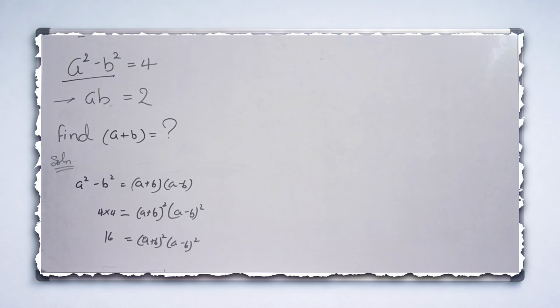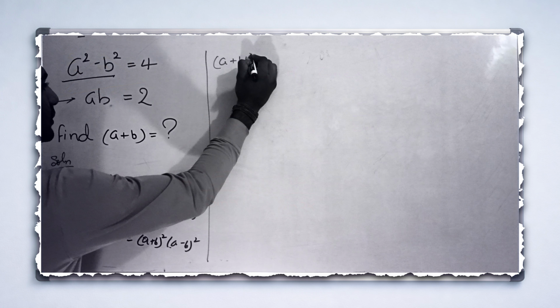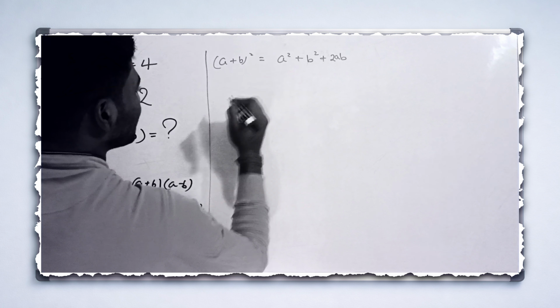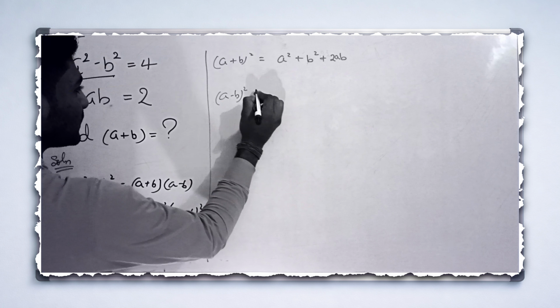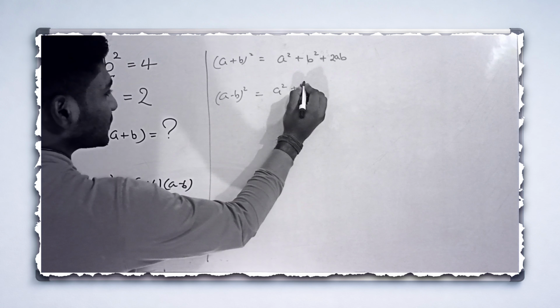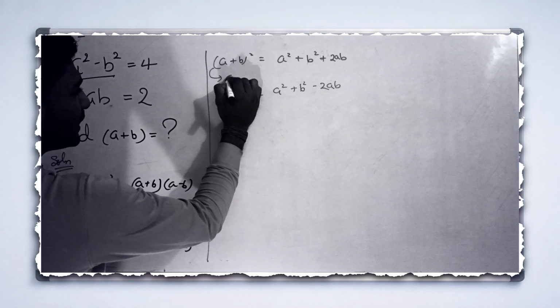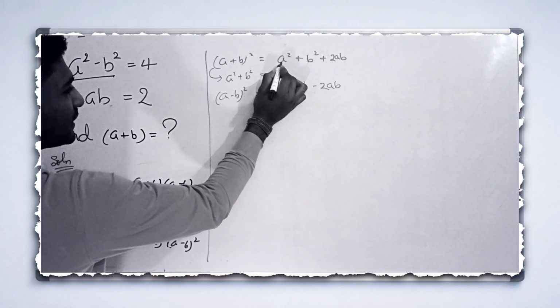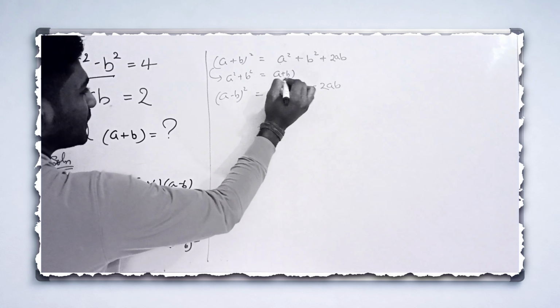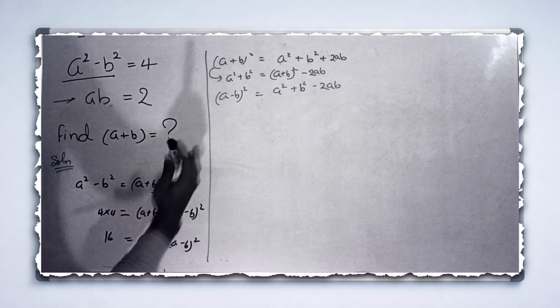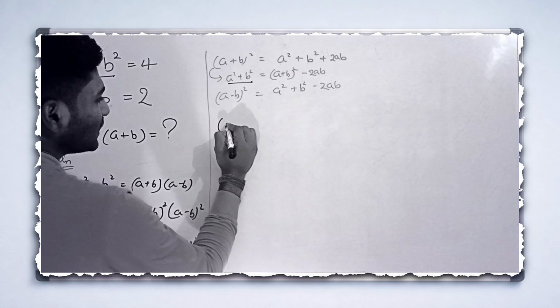Now what we are going to do is put in the value of either a plus b whole square or a minus b whole square. So a plus b whole square is equal to a square plus b square plus 2ab, and a minus b whole square is equal to a square plus b square minus 2ab. From this expansion we get a square plus b square is equal to a plus b whole square minus 2ab.